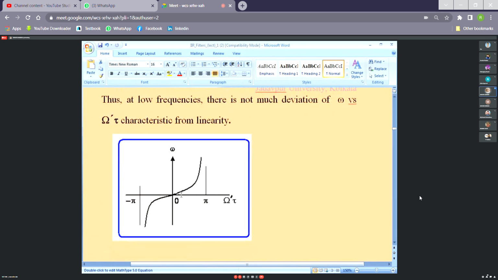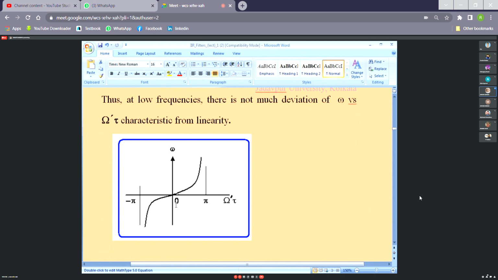So this is actually the plot between small omega and capital omega prime tau. As capital omega prime tau tends to pi, small omega tends to plus infinity. As capital omega prime tau tends to minus pi, small omega tends to minus infinity. So you can see here that no two values of small omega can have the same value of capital omega prime tau.